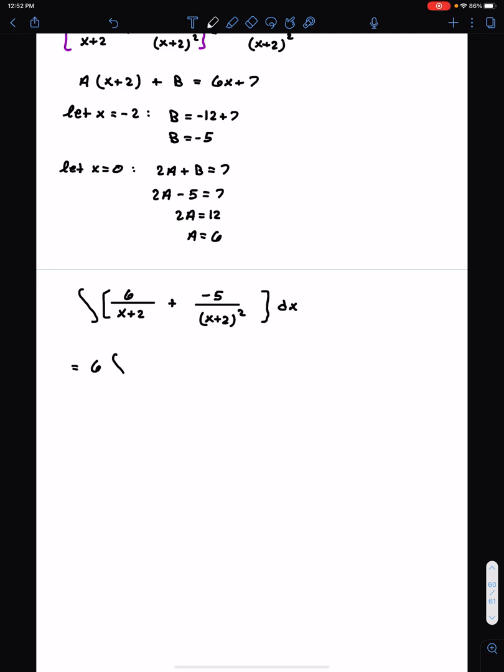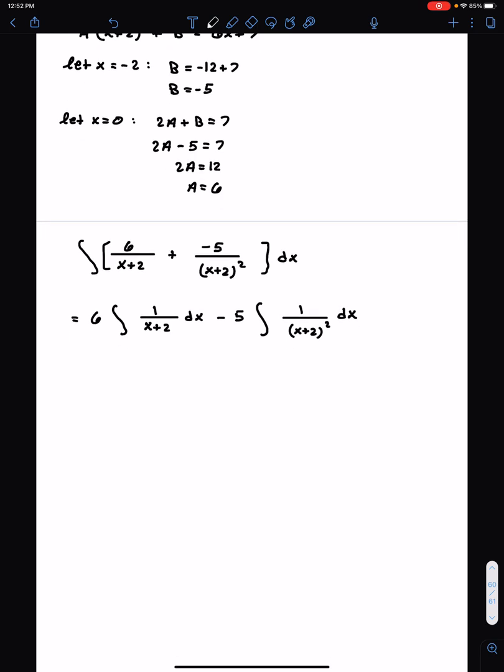So if I factor out a 6, 6 times the integral of dx over x plus 2 minus 5 times the integral of 1 over x plus 2 squared dx. The first integral is a natural log. The second integral is u substitution. If I let u equal x plus 2, du is exactly dx.